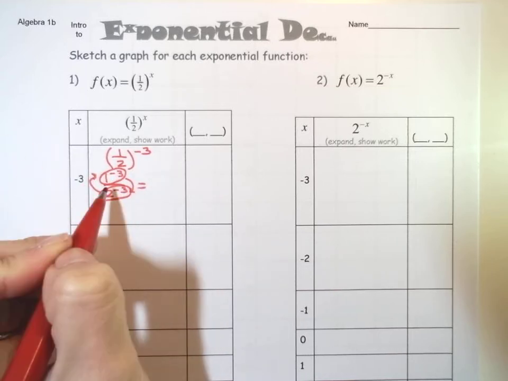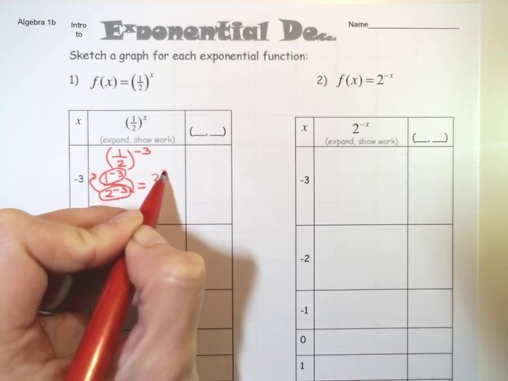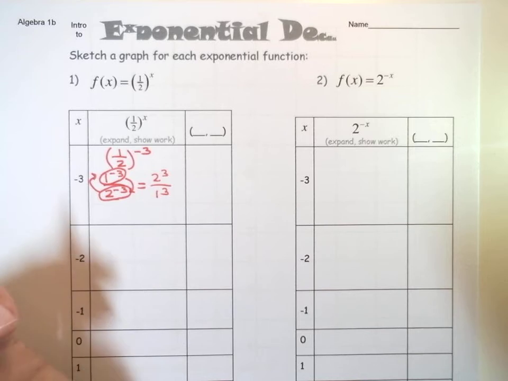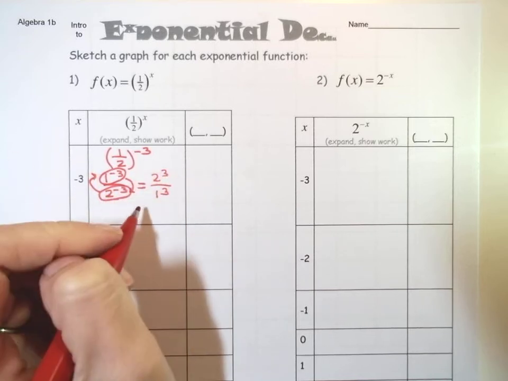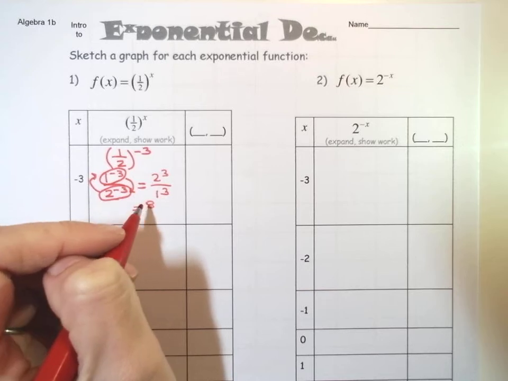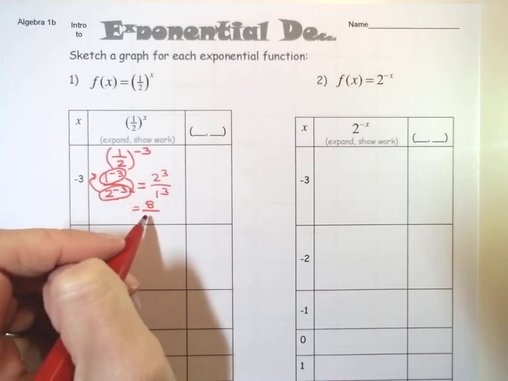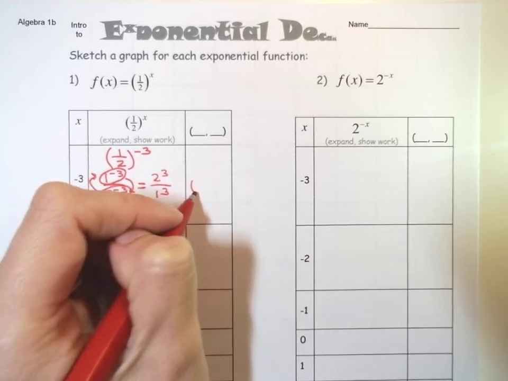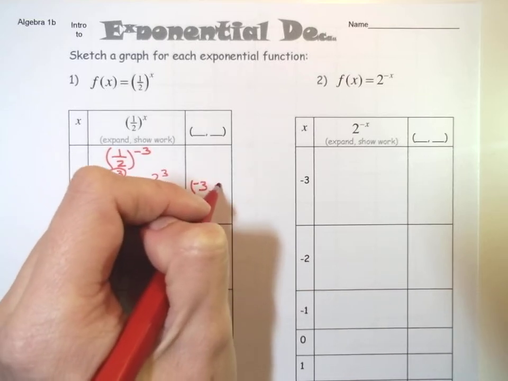So 2 to the 3rd power comes up to the top, and 1 to the 3rd power goes down to the bottom. 2 to the 3rd power, that is 2 times 2 is 4 times 2 is 8, divided by 1 to the 3rd power. 1 times 1 times 1, which is 1. So this is 8. So our first point is -3, 8.